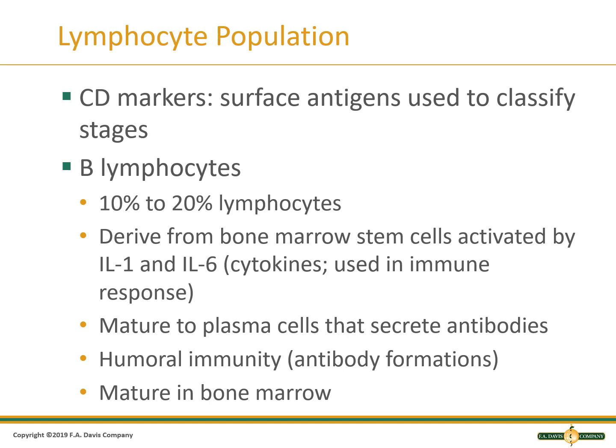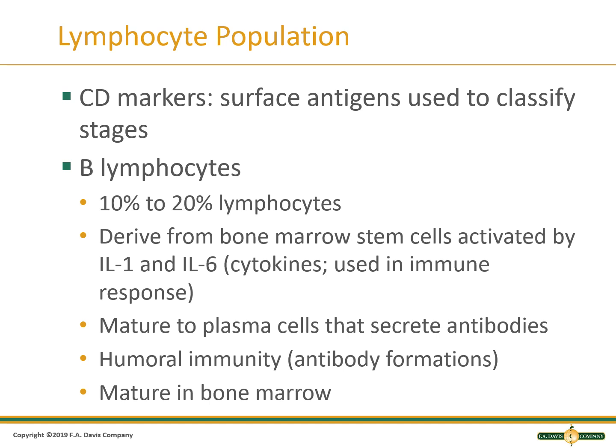We talked about briefly before what CD markers are. They're surface antigens used to classify different stages on the cell. So here we're going to talk specifically about B lymphocytes, which are 10 to 20% of our lymphocytes. They derive from our bone marrow stem cells, and they are activated by IL-1 and IL-6, and those are a particular type of cytokine that are used in our immune response.